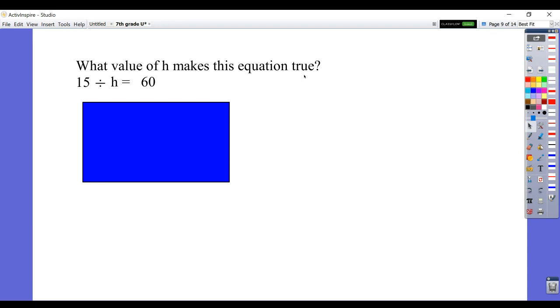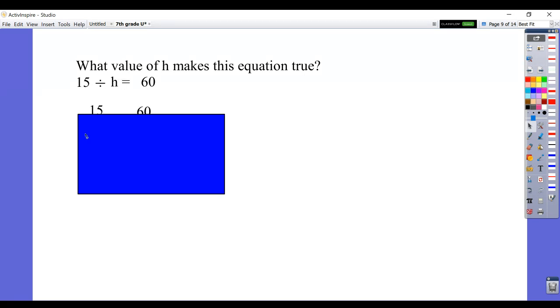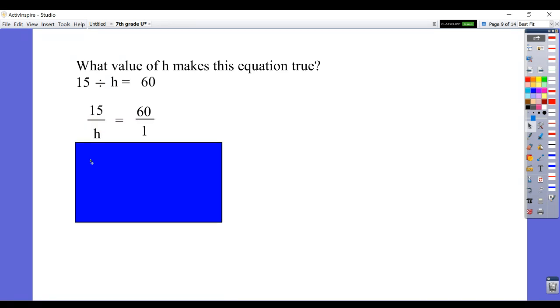What value of h makes this equation true? Now, this one is a little bit different because we have 15 divided by h, not h divided by 15. So one way you could think of that is 15 divided by h has to equal 60, or 15 divided by h has to equal 60 over 1. The advantage to making it 60 over 1 is, again, we're set up now with a cross product situation. So we can take 15 times 1 and then divide by 60.